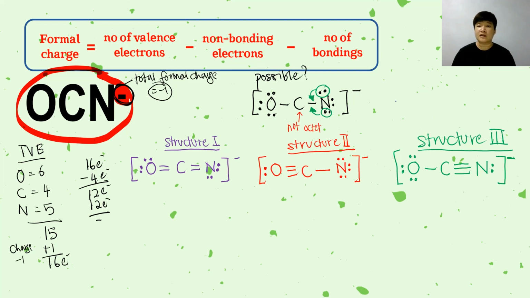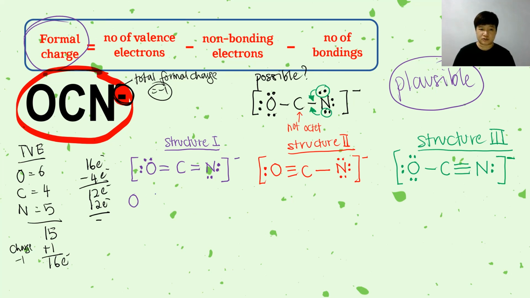Next, you need to find who is the most plausible. We need to find who is the most plausible by calculating the formal charge. So first and foremost, let's calculate the formal charge of oxygen in my structure 1. Oxygen in my structure 1 is 6 valence electron minus 4 non-bonding electron minus 2 bonding. So oxygen in this case is 0.